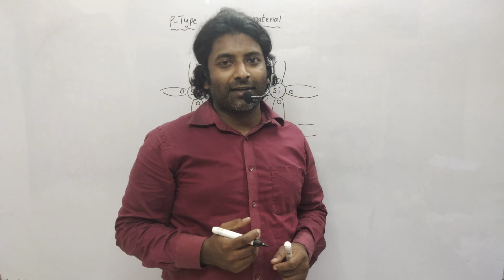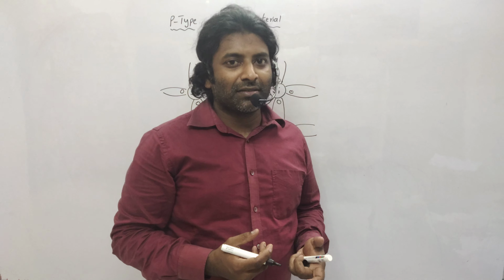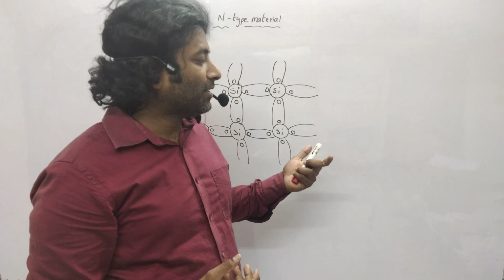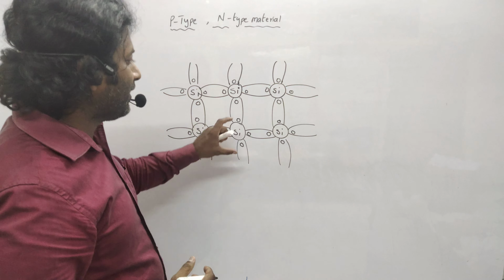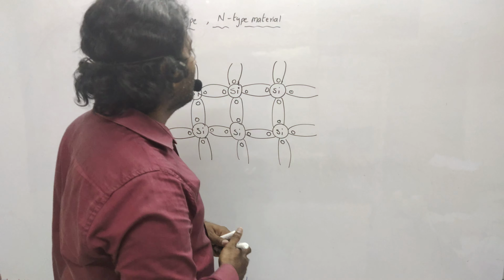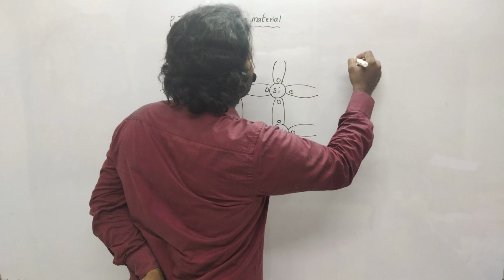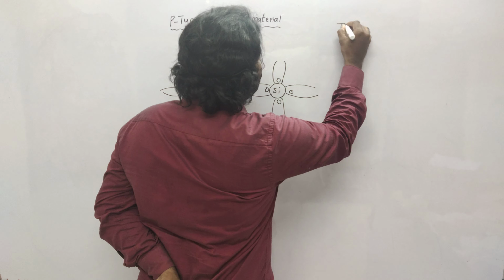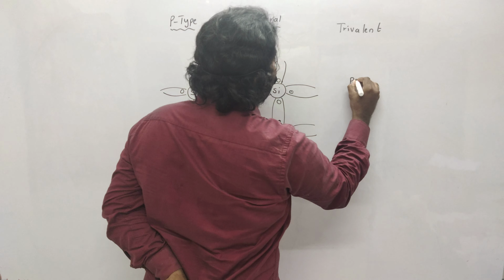It requires 4 electrons. So for giving some space to electrons, there must be a hole. Therefore, I am showing holes. Right? Fine. This is the actual structure of silicon. Now we are going to study 2 types of materials. Those are trivalent material and pentavalent material.